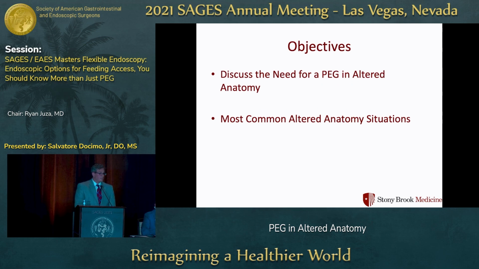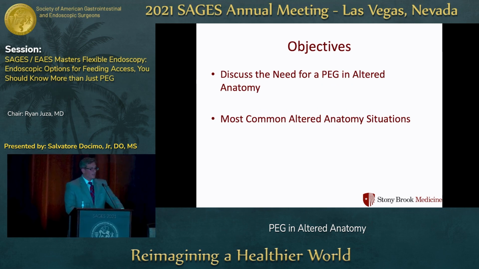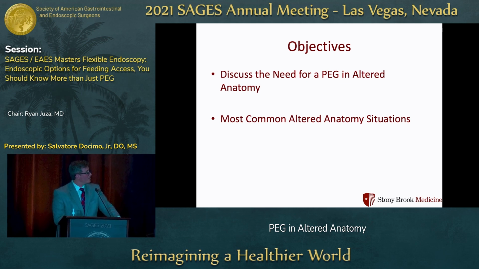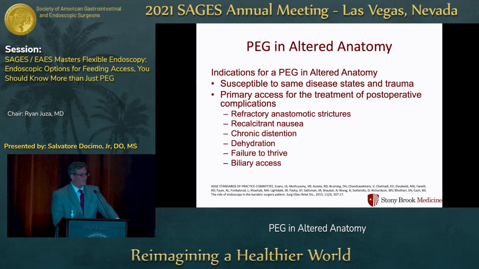So the objectives today are to discuss the need for PEG in altered anatomy, and look at some of the most commonly altered anatomy situations. This is a difficult title for this presentation, because when you have altered anatomy, sometimes you don't have access to a stomach, so it's no longer a PEG. But at the end of the talk, you can see that in many cases, you can still access the remnant stomach to provide nutrition and medications.